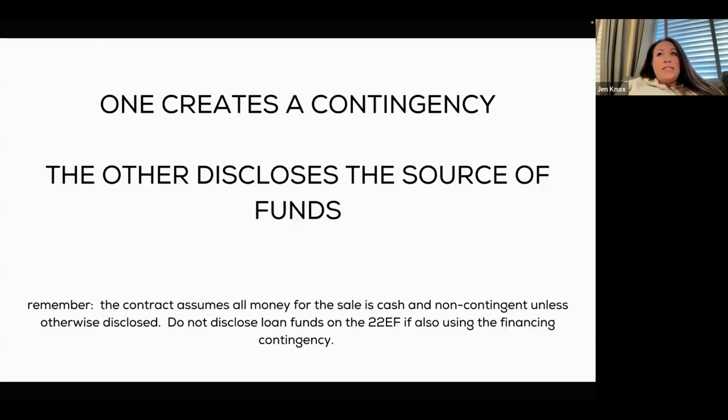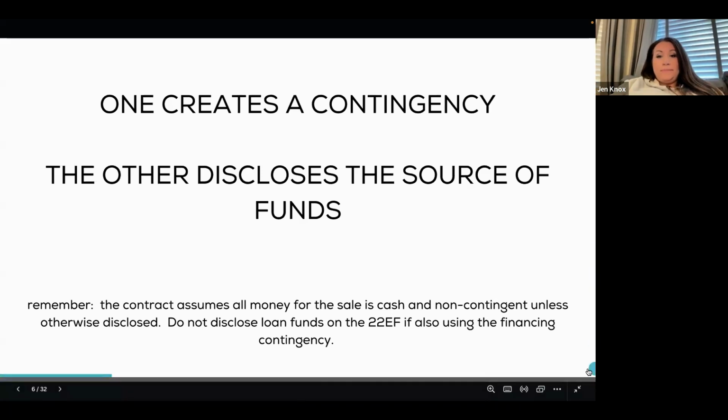Because if you remember on our purchase and sale agreement, in our boilerplate language, it does say all contracts assume all money is being paid in cash and non-contingent unless otherwise disclosed. So if you are not disclosing loan funds on a 22EF, you should be disclosing them on the financing contingency. Now make sure that you're not disclosing them on both places, because remember again, one of them creates a protection for the buyer, the other one does not. So do not use these forms together to disclose the same funds, or you will be using conflicting forms.